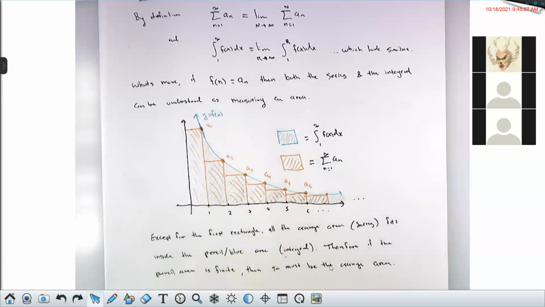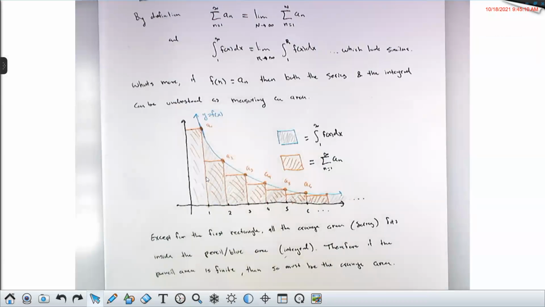I'll pause for a second here. Are there any questions about what we're trying to convey with this picture? Do we understand what I mean when I talk about these two areas?